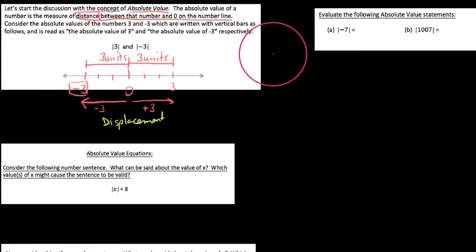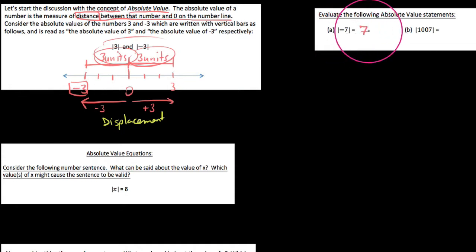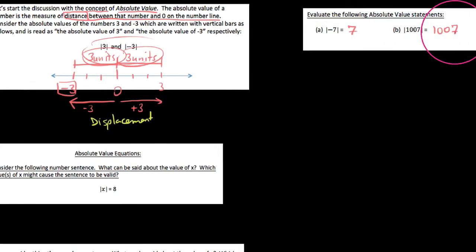You may remember this from Algebra 1, evaluating absolute value. The nice thing about it is you don't actually have to graph it to tell me that they're 3 units away from 0 in this first example, but you might remember that it just makes things positive. At least that's how I did it when I was in 7th grade. So let's think about this. We say negative 7. What I'm really asking is how far away from 0 is negative 7? Well, it is 7 steps away. And what if I were to ask 1,007, how far away from 0 is that? Well, it's 1,007 steps away. Absolute value is a really simple concept to work with.